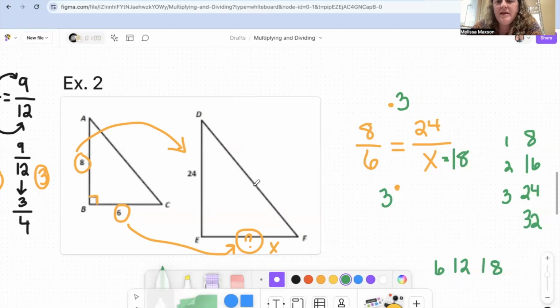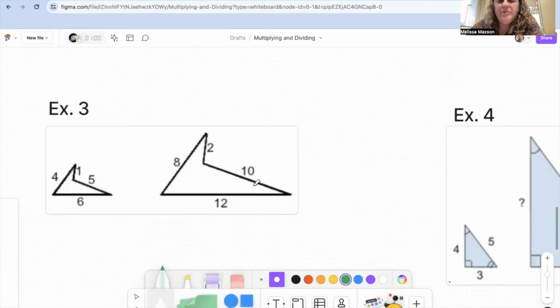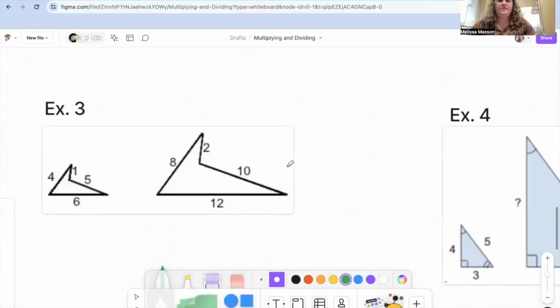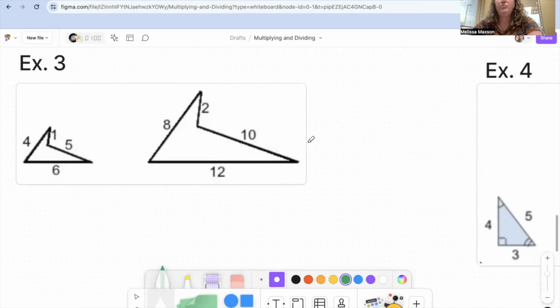Okay. Now what I'm going to do is I'm going to go over here to example 3. But what I want you to do is I want you to pause this video, and I want you to attempt to see if this is an equivalent shape or a similar figure. Are they equal to one another? Okay. And tell me what your scale factor is.